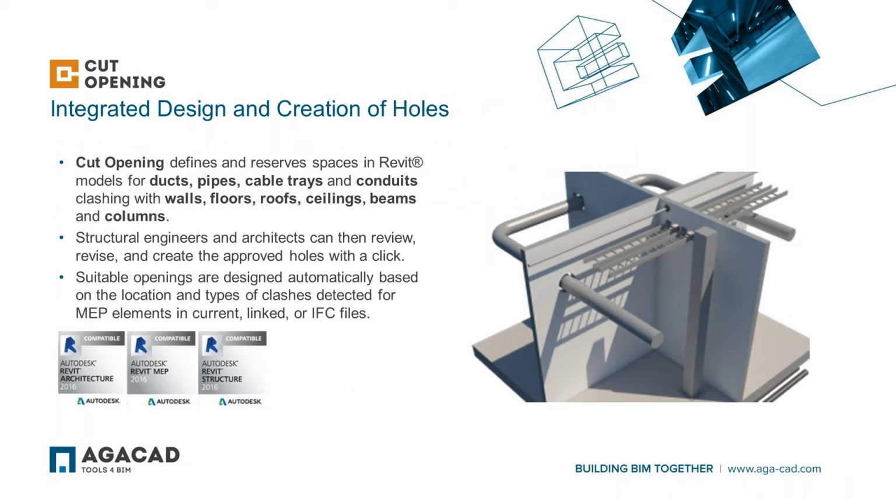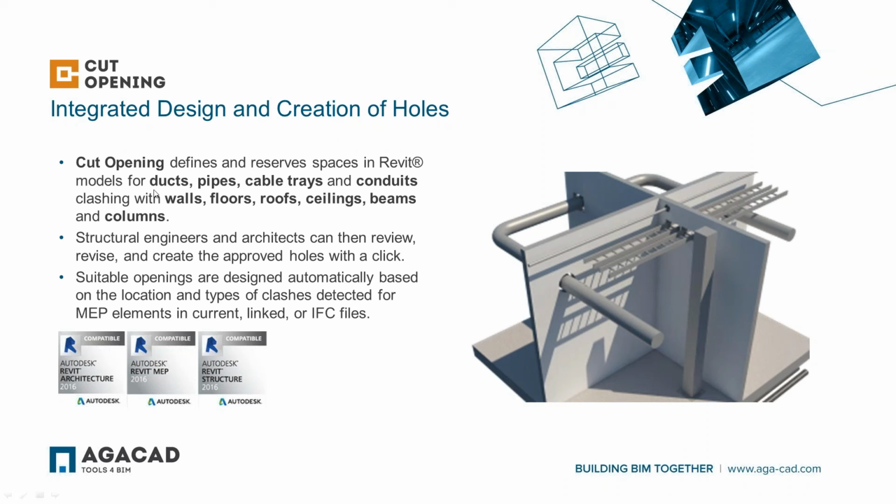Today we will speak only about one solution. The solution is named Cut Opening. It is integrated design and creation of holes. Cut Opening defines and reserves spaces in Revit models for ducts, pipes, cable trays, and conduit, which means all MEP line-based objects. As well, it can insert those openings where MEP line-based elements clash with structural or architectural elements like walls, floors, roofs, ceilings, beams, and columns.